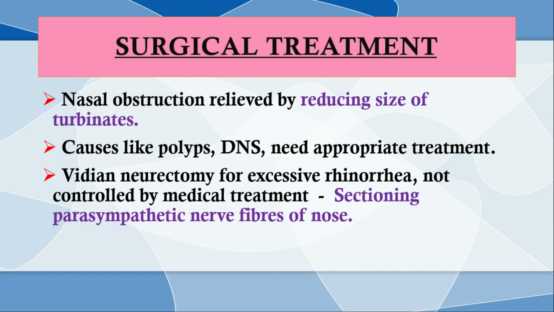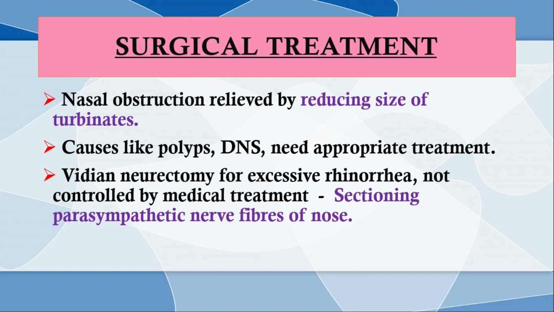Whereas other types like diathermy to the inferior turbinate mucosa or submucosal diathermy to the inferior turbinate mucosa also help to reduce the size of the turbinates, and in that way it helps to relieve the nasal obstruction. Causes like polyps or a deviated nasal septum, they all need to get appropriate treatment.